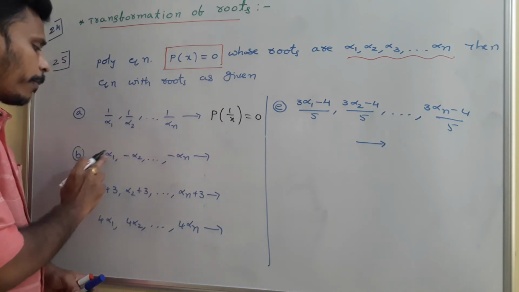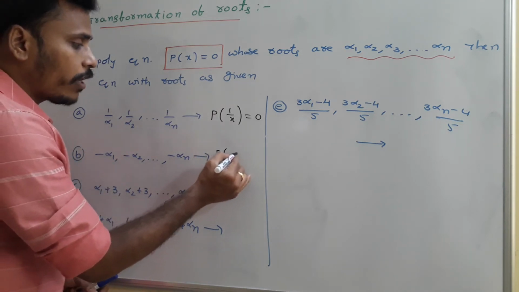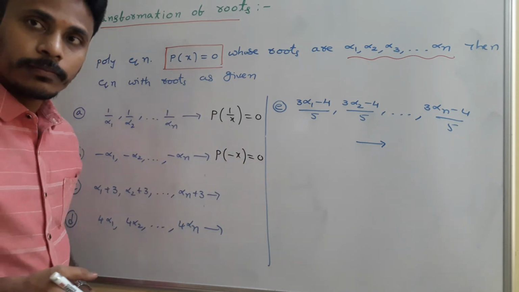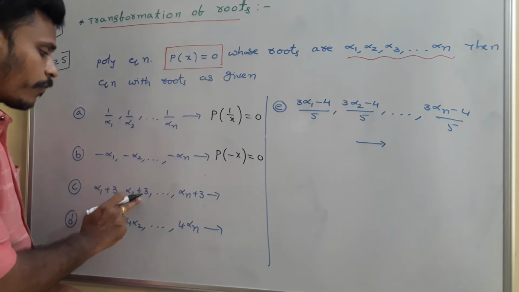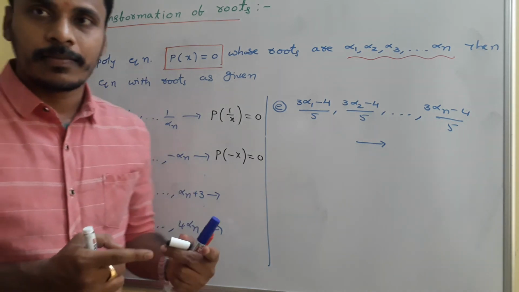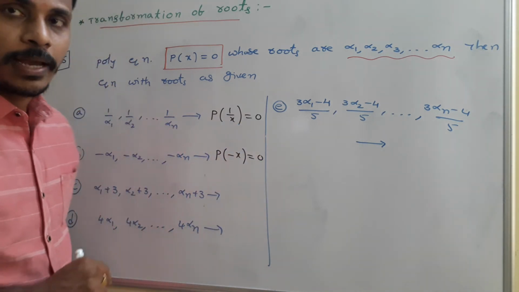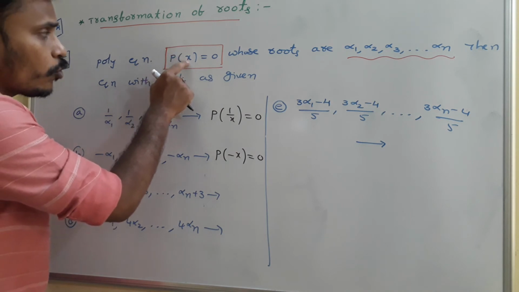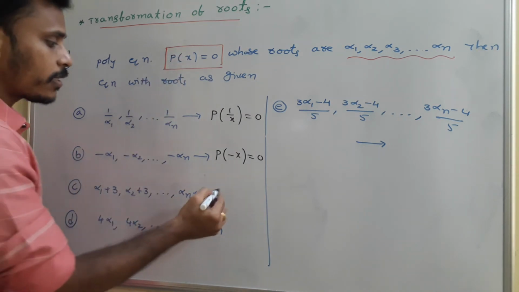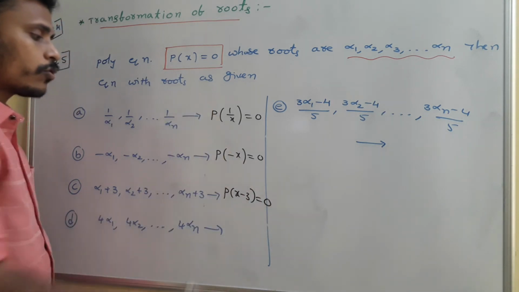Replace x of the given equation with 1 by x, you will get the required answer. And the same way, minus alpha 1, minus alpha 2. For this you just replace x of the given equation with minus x, you will get p of minus x, that's the required one. And alpha 1 plus 3, alpha 2 plus 3 like that. You just take alpha 1 plus 3 as x. Alpha 1 plus 3 equals x, alpha 1 equals x minus 3. So replace alpha 1 with this x minus 3, then the required equation is p of x minus 3 equals 0.